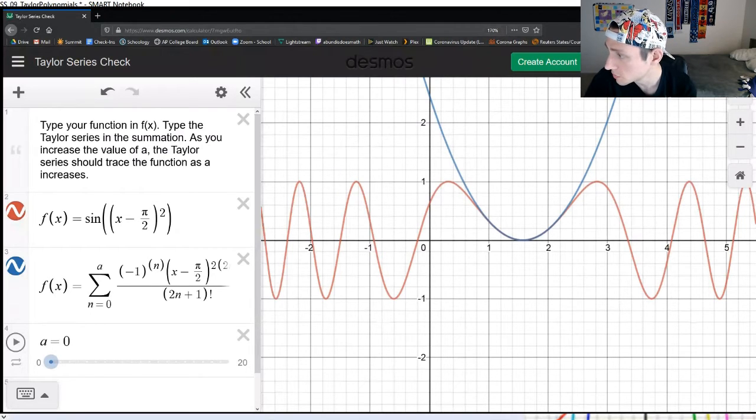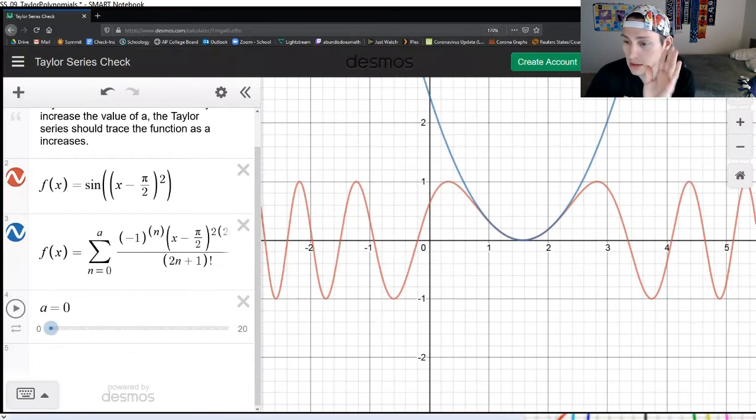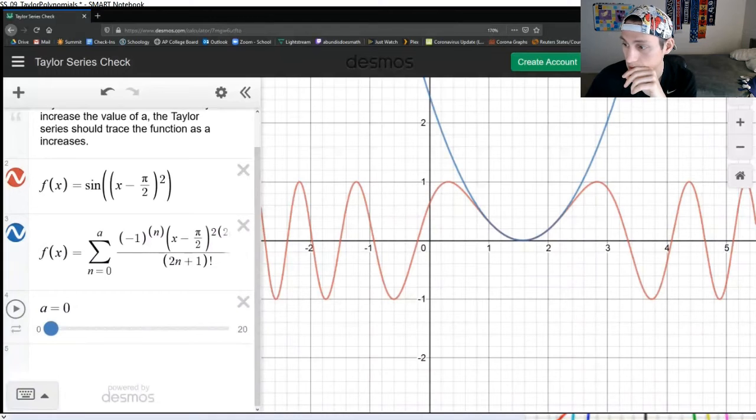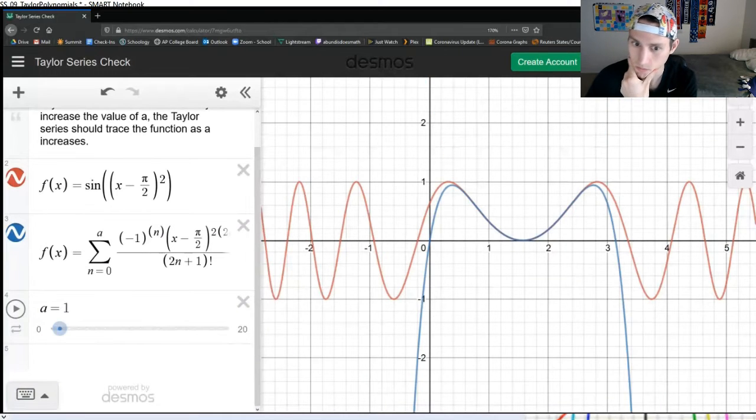It's a good approximation for that one spot where it matches up, but other than that, not so great. So that would be the 0th degree Taylor polynomial. But now let's bump it up to 1. So we add another term. Now you can see it looks a little better. It now fits in a larger range.